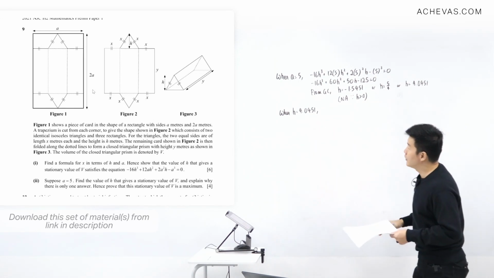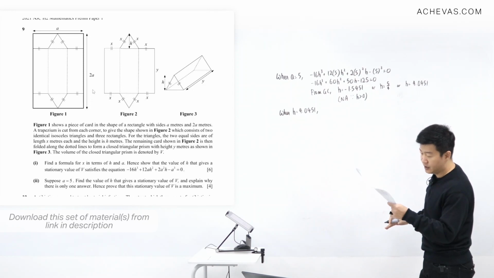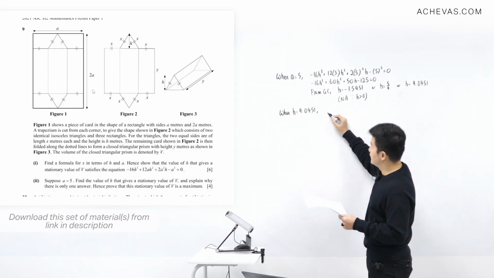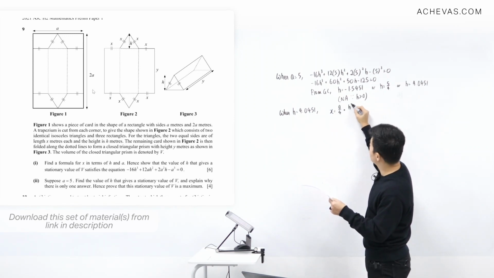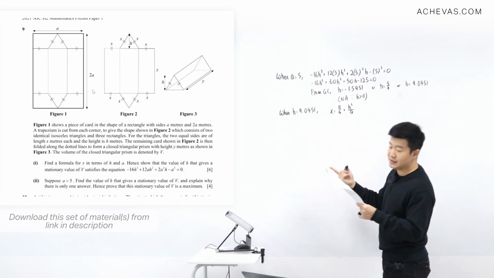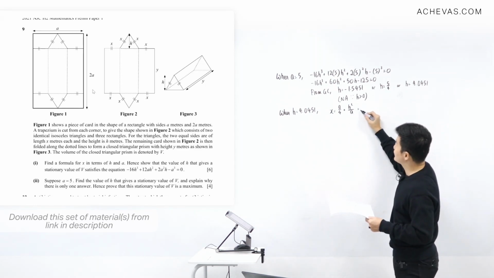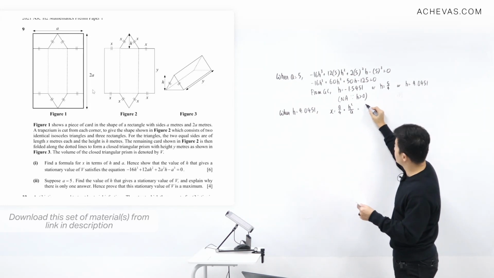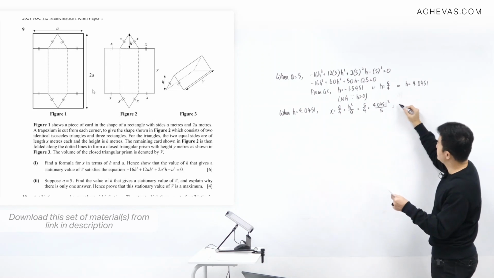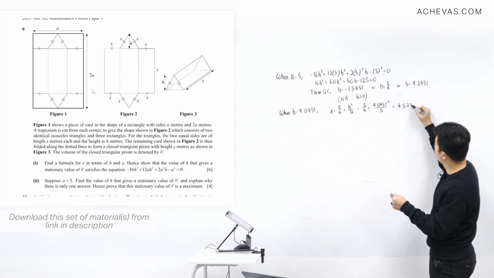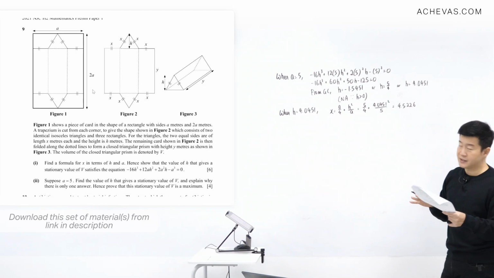So when h is equal to 4.0451, if you can recall just now in the previous part, we have x equal to a over 4 plus h squared over a. We found this in part 1, which means that x is going to be equal to, with a given to me as 5, 5 over 4 plus 4.0451 squared over a, which is 5. And this gives me 4.5226. What is wrong with this?